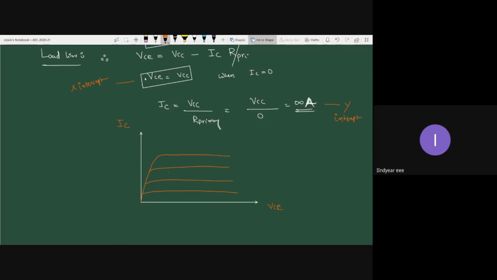Okay. So there is an x-intercept which is at VCE is equal to VCC. Okay. Let us write down. So this is your VCC. Okay.